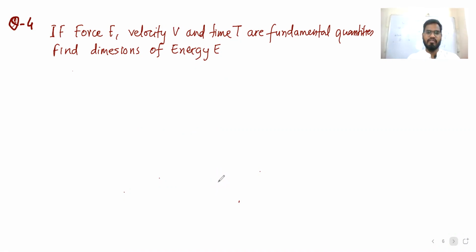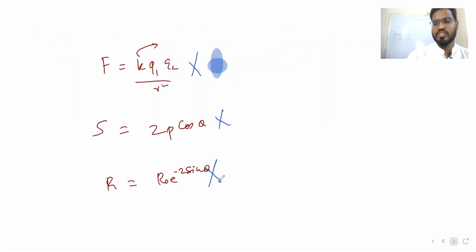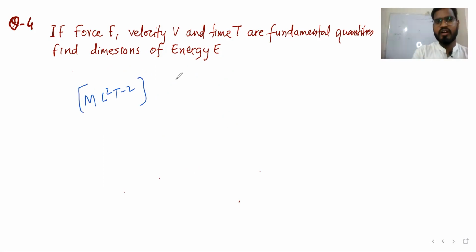If force is F, velocity is v, time is t, are fundamental quantities. Find the dimensional formula of energy, right? We can do, we know the concept, right? Energy is equal to what? Energy we know, ml square t minus 2. How we got this? Force into displacement. No, easy, right? That we got.